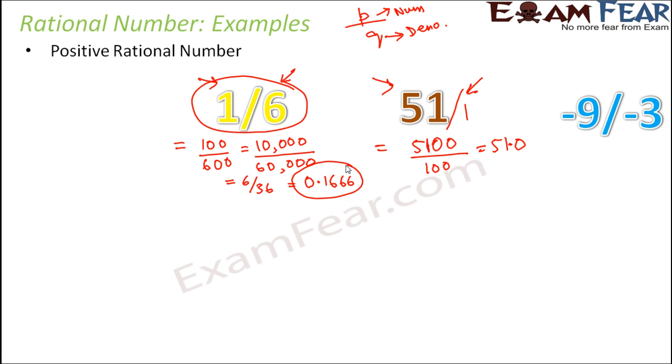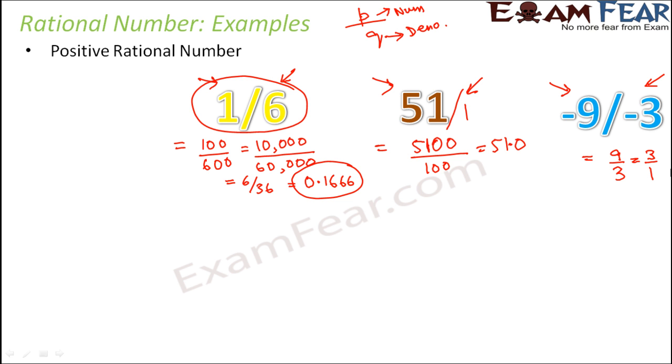Let's look at another example, minus 9 by minus 3. Is this a positive rational number? Now you might say that the numerator here is negative, the denominator is also negative, so why is it a positive rational number? That's because when you actually divide minus 9 by minus 3, the minus will cancel out. So minus 9 by minus 3 is nothing but 9 by 3, and this again is nothing but 3 by 1. So this is also a positive rational number.